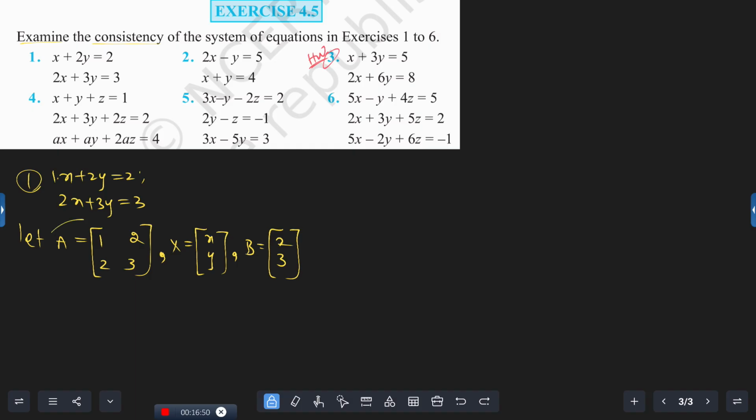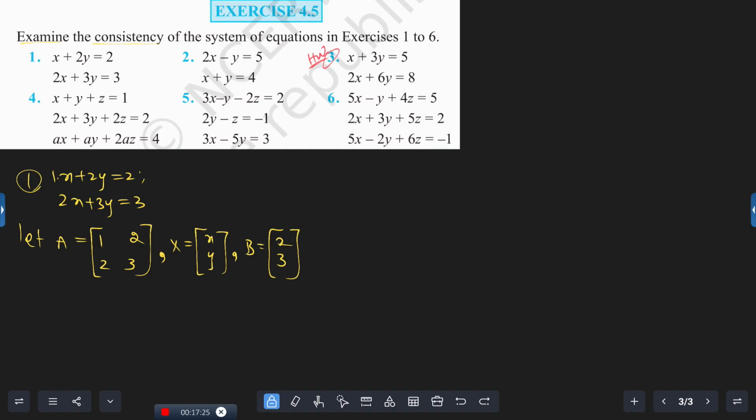So A is called the coefficient matrix. If you want to write in pencil, you write. A is called coefficient matrix. Capital X is called variable matrix. B is called constant matrix, because with the help of constants we are making a matrix, so it's called constant matrix. With the help of variables we are making a variable matrix. With the help of coefficients we are making this matrix, so it's called coefficient matrix. We understand?